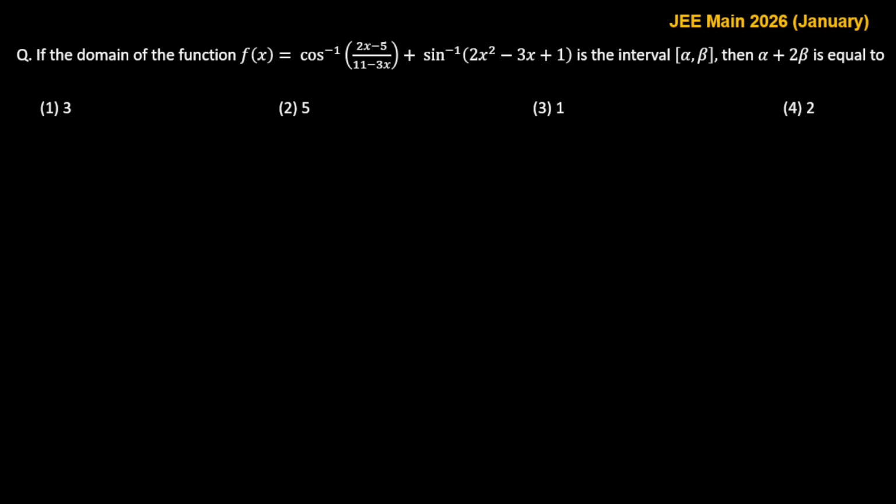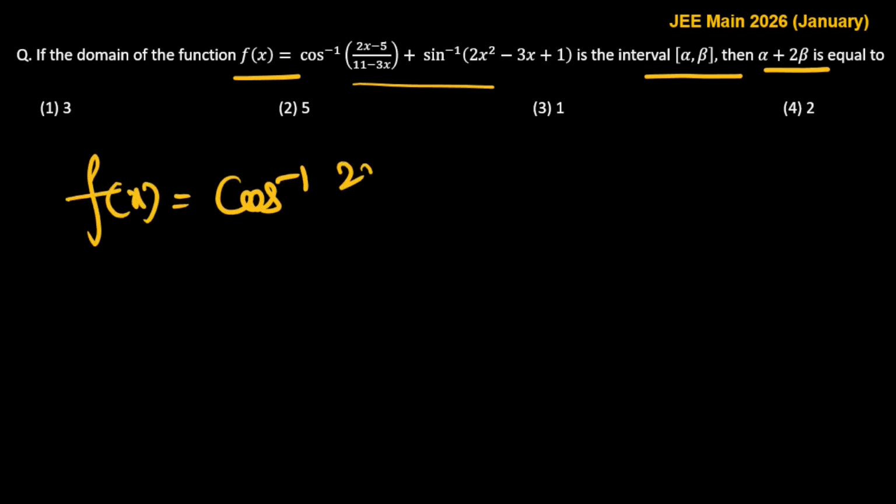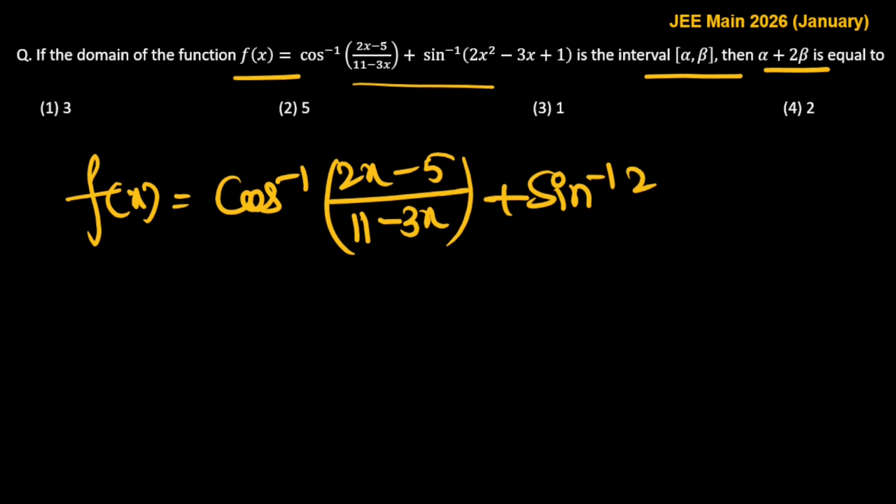Let us first carefully observe the problem. In the question, it is given that the domain of this function f(x) is the closed interval [alpha, beta], and we are asked the value of alpha plus 2 beta. So first we write the function f(x), that is cos inverse of (2x minus 5)/(11 minus 3x) plus sine inverse of (2x square minus 3x plus 1).